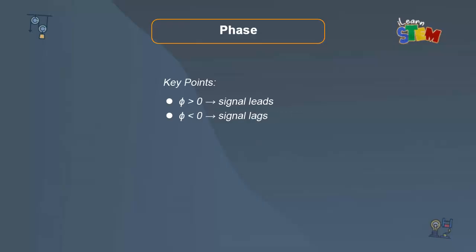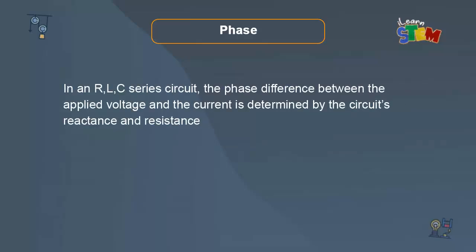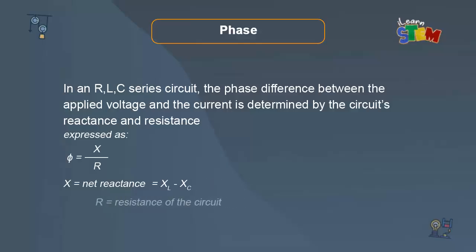The magnitude of the phase angle tells us how much time shift exists between the signals, calculated as phi divided by omega. In an RLC series circuit, the phase difference between the applied voltage and the current is determined by the circuit's reactance and resistance. The relationship is expressed as tan phi equals X over R. Here, X represents the net reactance, given by XL minus XC, while R is the resistance of the circuit.